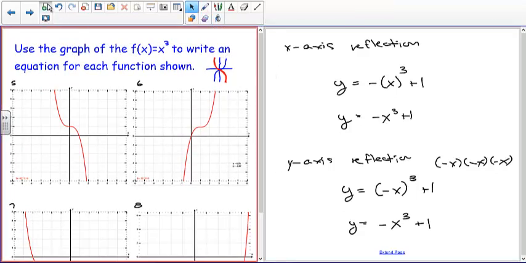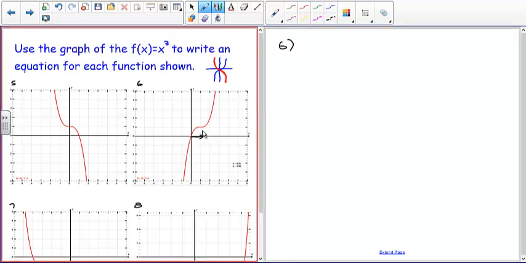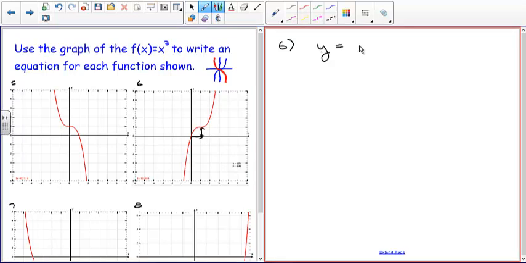Now the next one is this one, 6. There you can see it's the blue curve, so it's the standard x cubed, so there's no reflection. And you can see that we have an x displacement of 1 and a y displacement of 1. So what we do is we put a left parenthesis, x minus the x displacement, which is 1, cubed, and then we add the y displacement, which is 1.